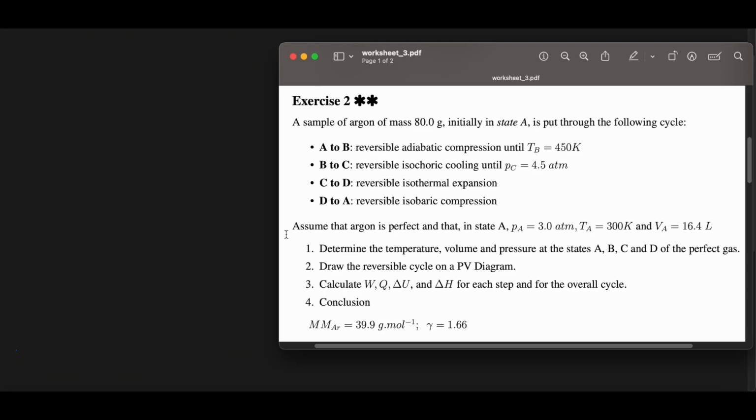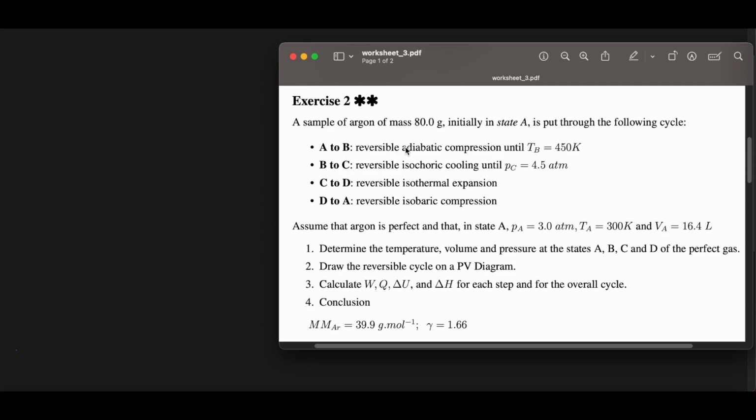In this part of the course Chemistry 2, we are going to solve this exercise, which is about the application of the first law of thermodynamics on an ideal gas. Exercise 2. We have here a sample of a given mass that is put through the following cycle.